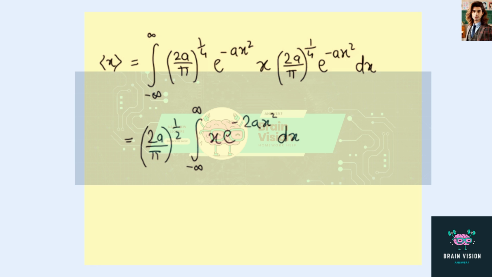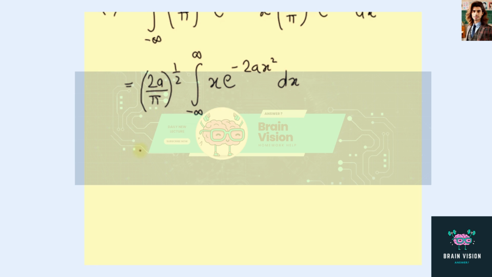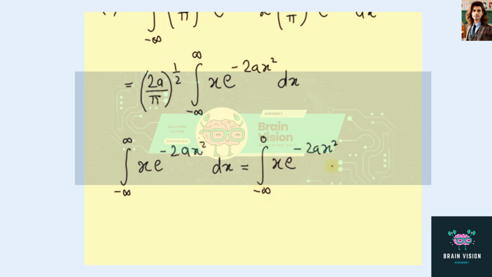Now we need to calculate this integral, and we will find that this integral vanishes. The integral from minus infinity to plus infinity of x e raised to minus 2a x square dx, we split into the integral from minus infinity to 0 of x e raised to minus 2a x square dx plus the integral from 0 to infinity of x e raised to minus 2a x square dx.